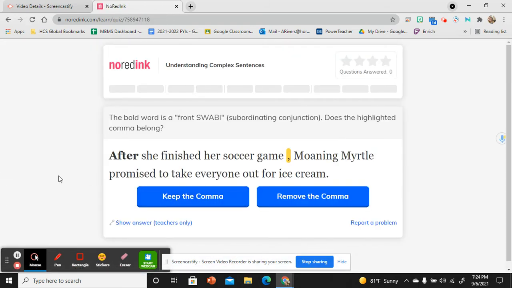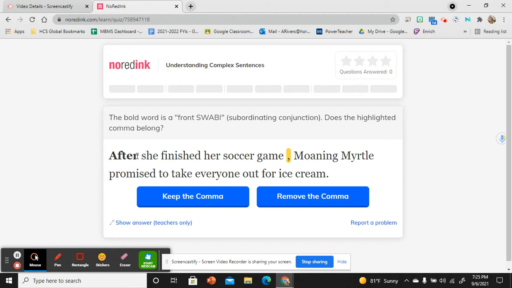In this section, you're not going to be responsible for selecting the subordinating conjunction. They're going to highlight it for you, or they're going to bold it for you, and they're also going to highlight the comma. They're going to ask you, does the highlighted comma belong? I'm going to go ahead and teach you about these subordinating conjunctions and what they do. And then we're going to determine where the commas are going to go for each sentence.